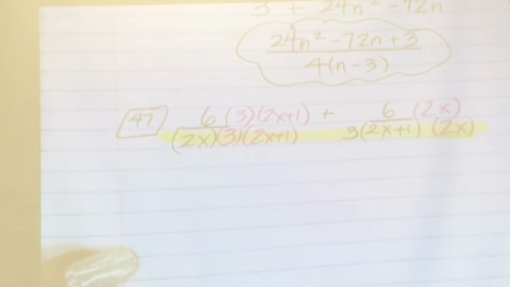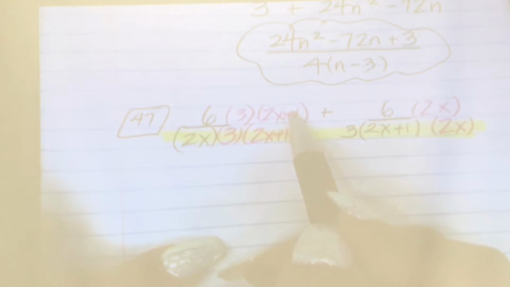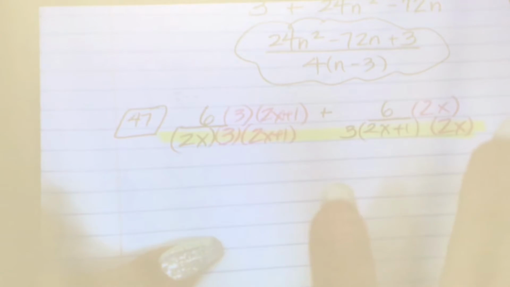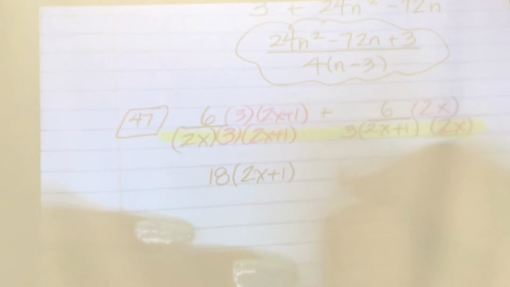Focus on my numerator now. Remember when I asked you how do I do this? And some people said, oh, distribute the 3 and then distribute the 6. You could do that. But what do I think you should do so you don't have to distribute so many times? Multiply it. So 6 times 3 is 18. And then distribute. So 18 times 2x plus 1. And then plus 6 times 2x, which is 12x.